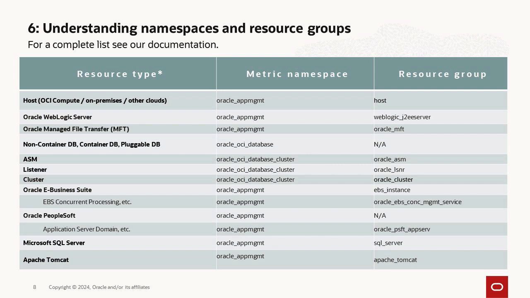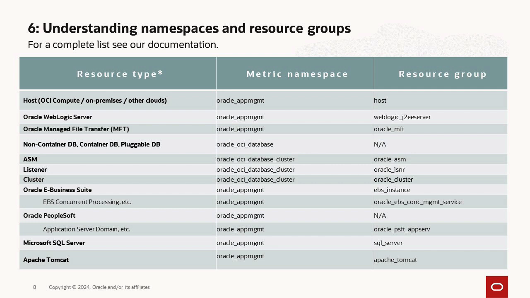When creating alarm rules to generate alarms, it's important to first understand the metric namespace and resource group associated with the metrics for your resource types. For example, to find host metrics, you would use Oracle App Management namespace and the resource group of host. Or to find WebLogic server metrics, again, we're going to use Oracle App Management namespace, but this time the resource group of WebLogic J2E server.